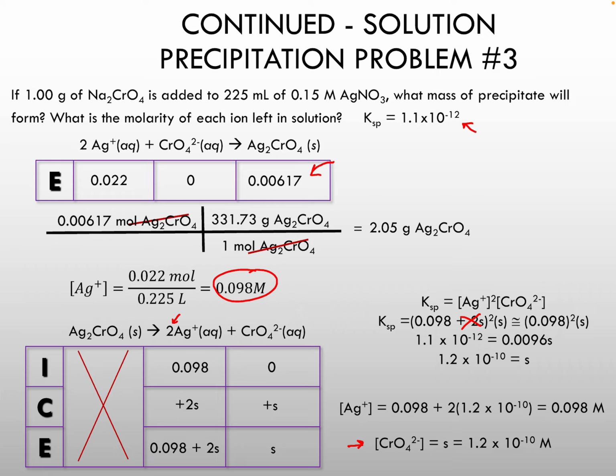And then silver, we have 0.098, plus 2 times that value, and again, that really was negligible. It didn't change our concentration at all. So there's our concentration of our ions in solution, and we found our mass of our precipitate.